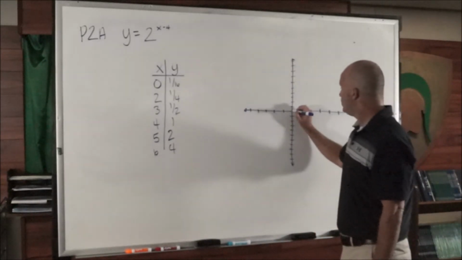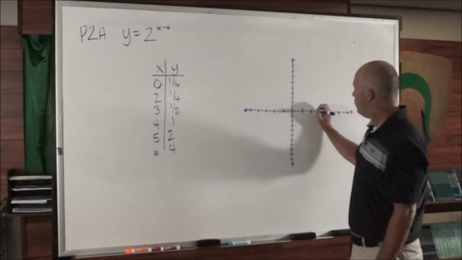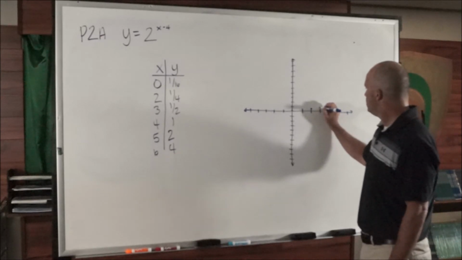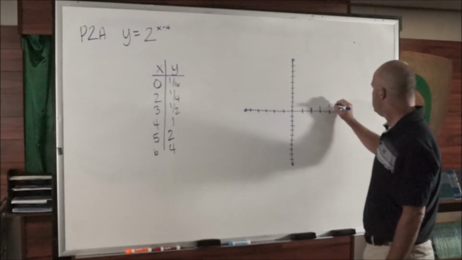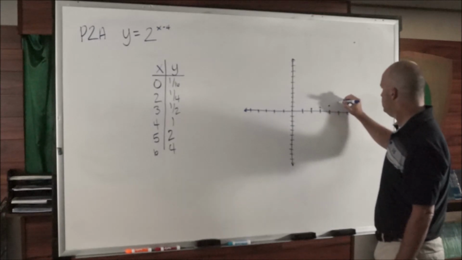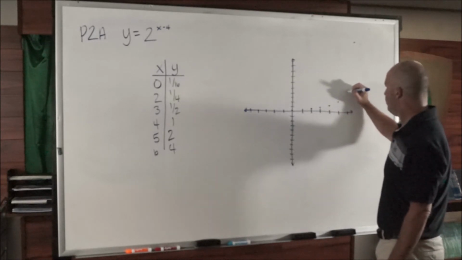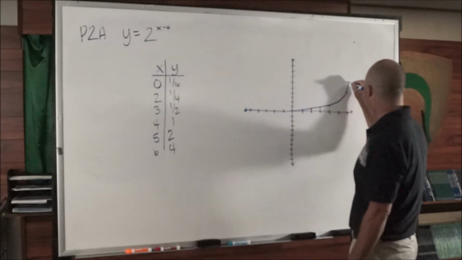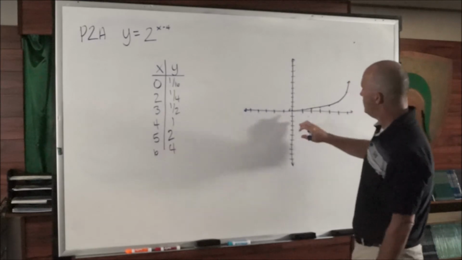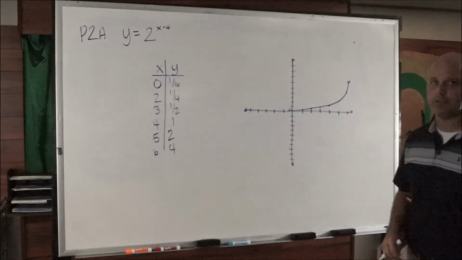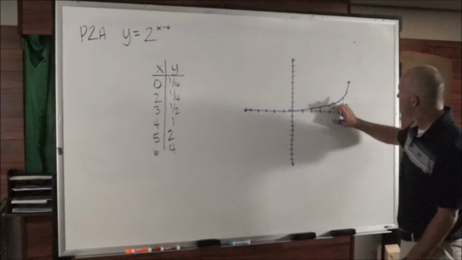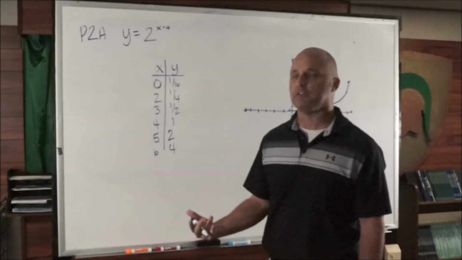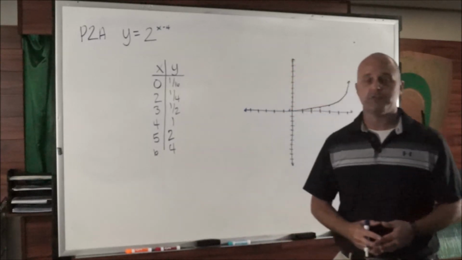So I'm going to go 0, 1/16, 2 and 1/4, 3 and 1/2, 4 and 1, 5 and 2, and then 6 and 4. And again, you're going to be able to see the shape of this graph. It's going to get closer and closer and closer to that y-axis, but it's never going to touch it. And then as it starts making this curve, going around the curve there, it's just going to get steeper and steeper and steeper. So this is how you graph y equals 2 to the x minus 4.